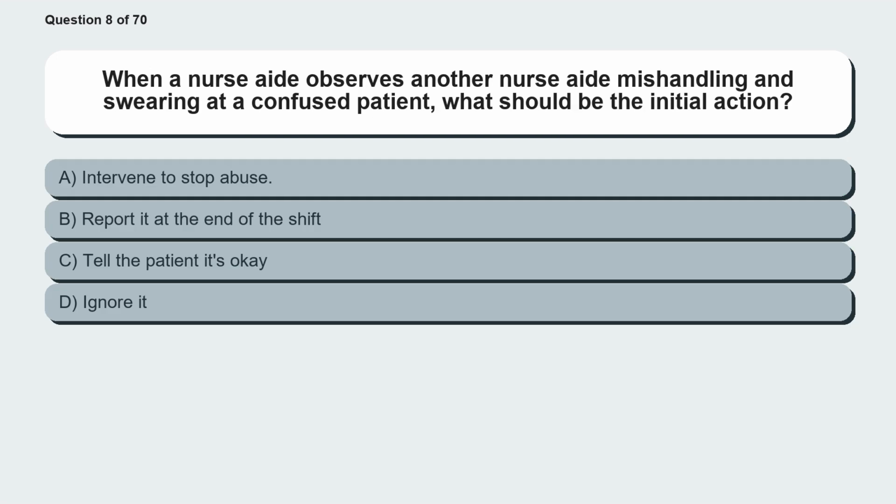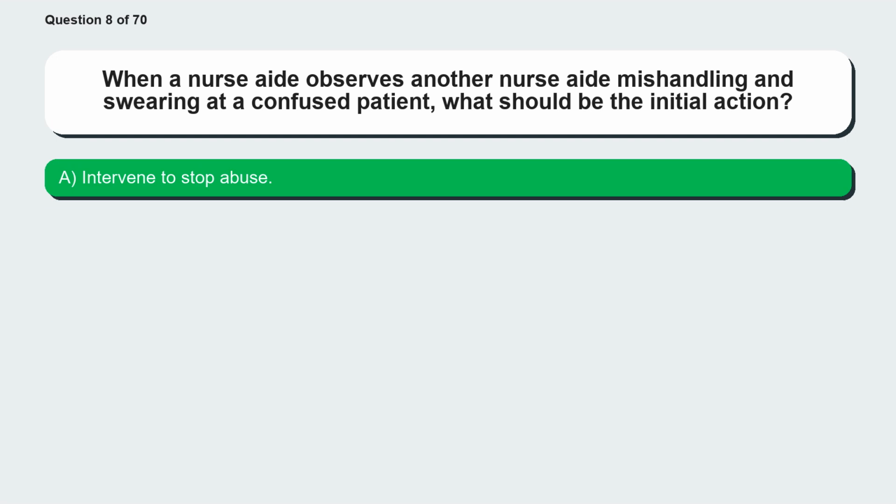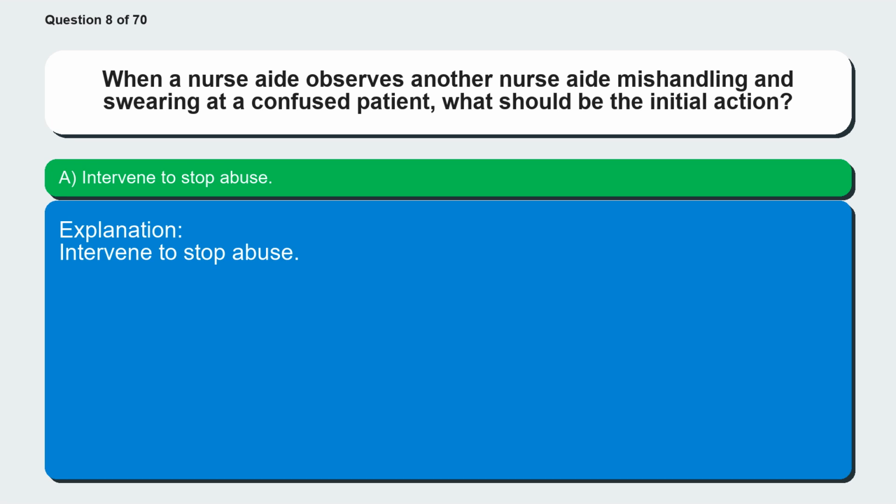Question 8. When a nurse aide observes another nurse aide mishandling and swearing at a confused patient, what should be the initial action? Option A. Intervene to stop abuse. Option B. Report it at the end of the shift. Option C. Tell the patient it's okay. Option D. Ignore it. The correct answer is option A. Intervene to stop abuse.